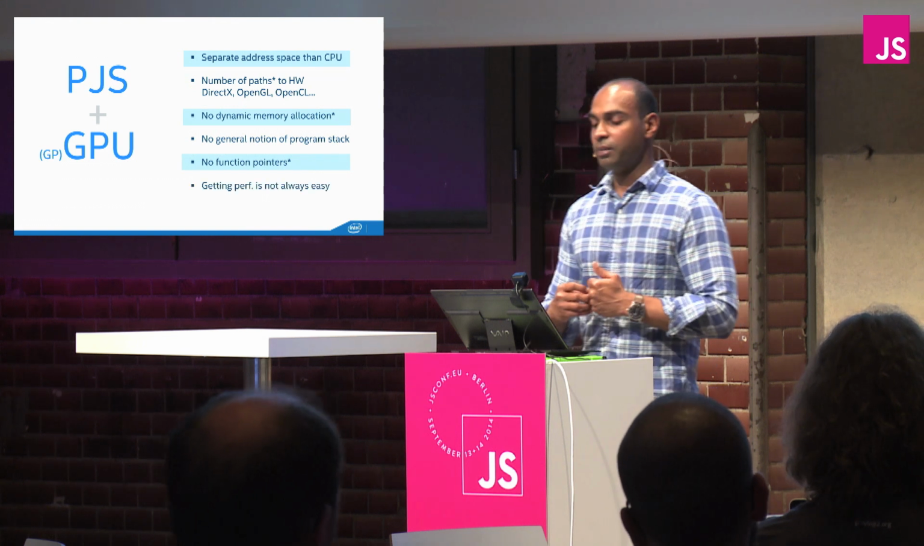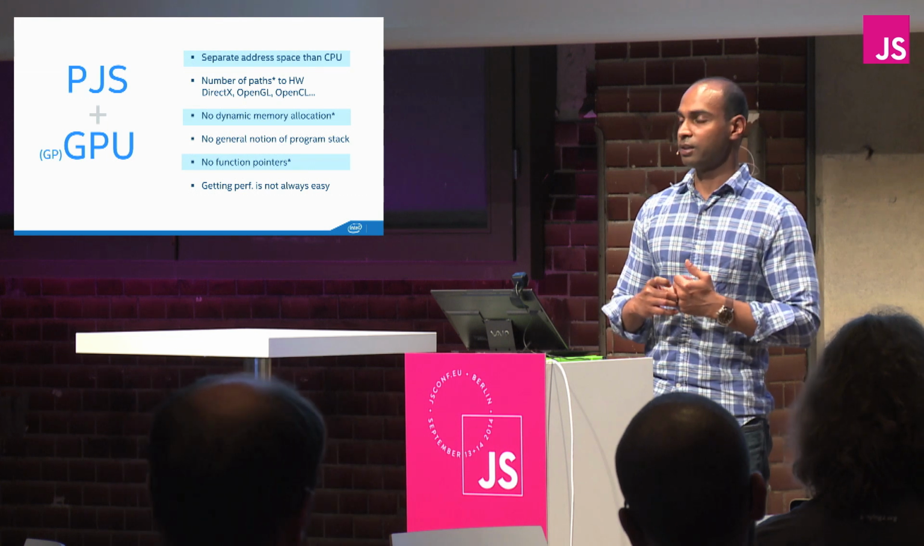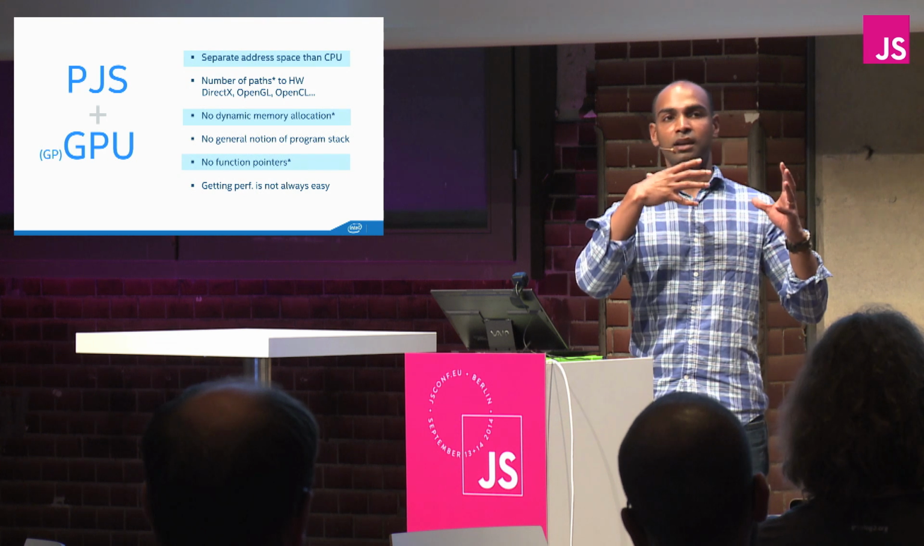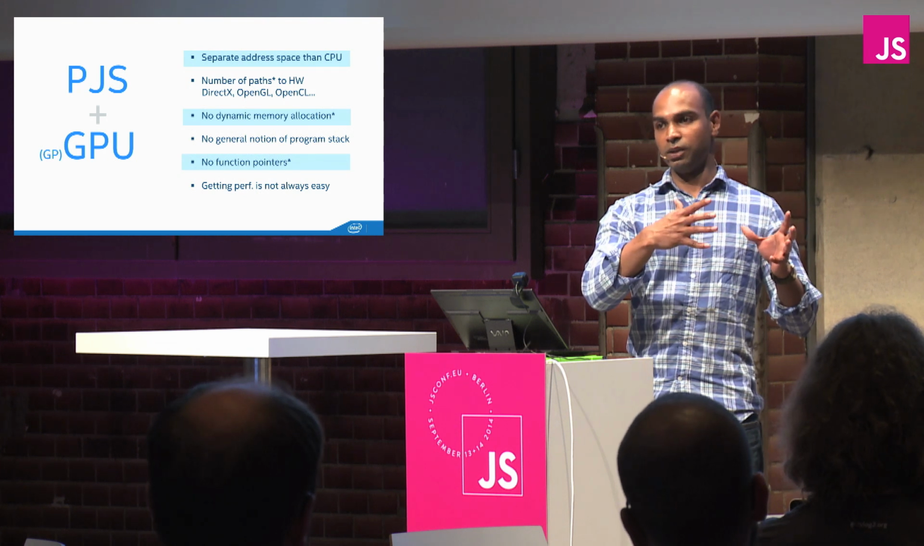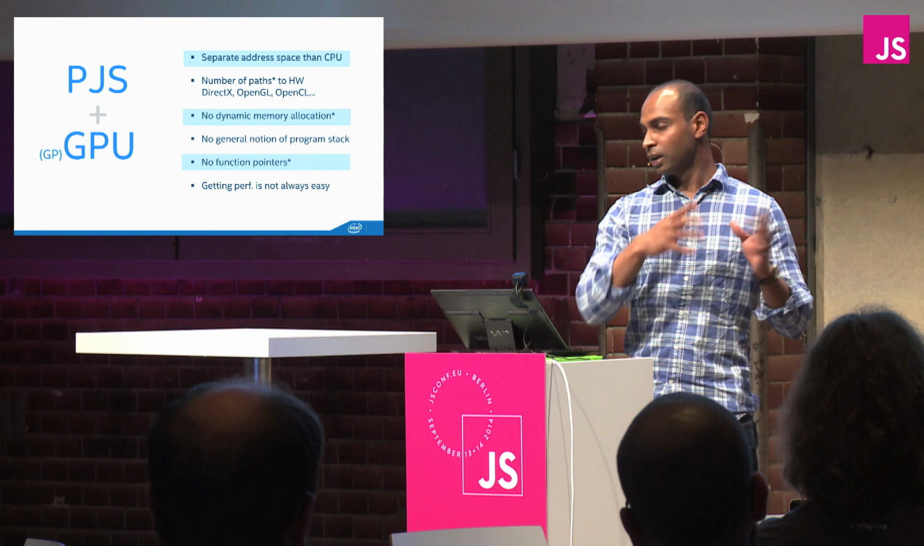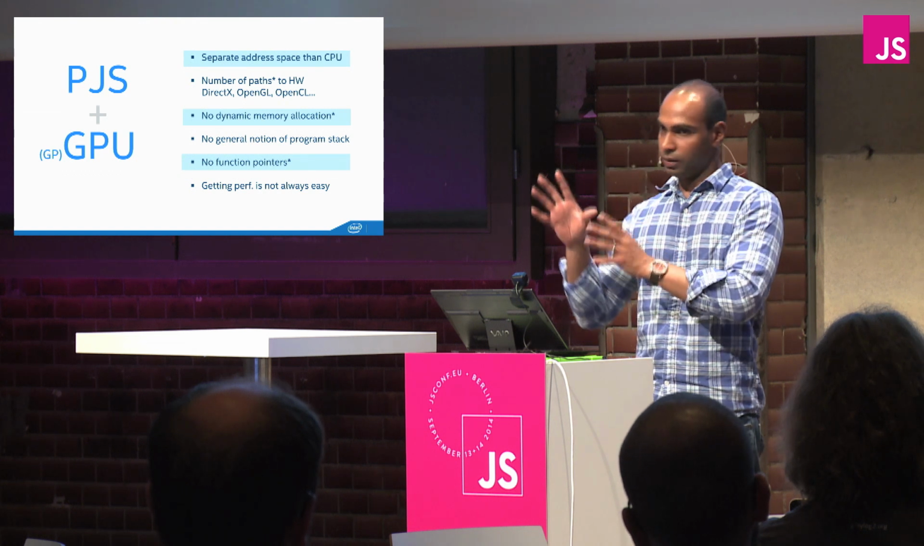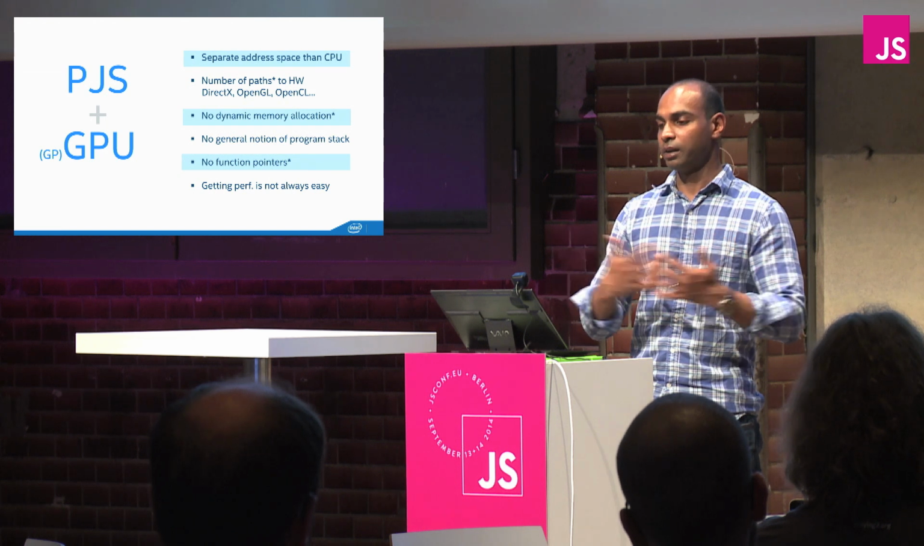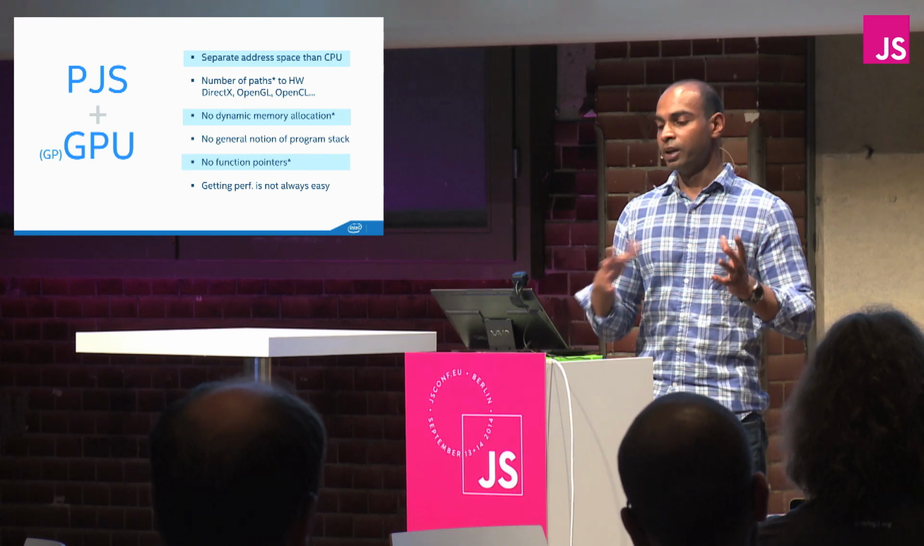And finally, getting performance is not always easy. The developer has to keep track of different families of GPUs. Okay, this is a 4th generation GPU with this OpenCL and so on. And this is a CUDA GPU with this version of CUDA and so on. So this is an intractable problem, and it's unreasonable to expect the programmer to keep track of all of these things.